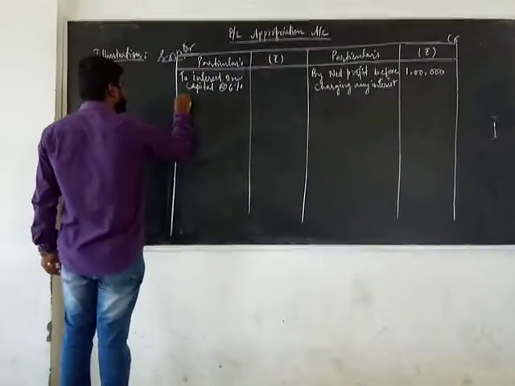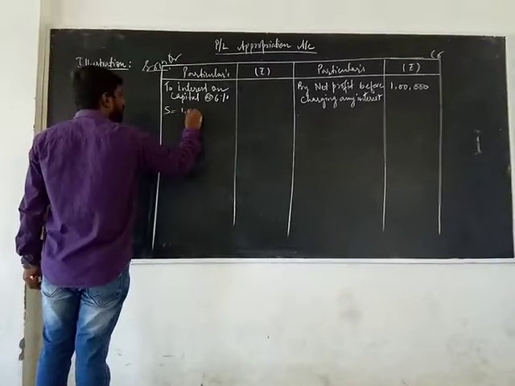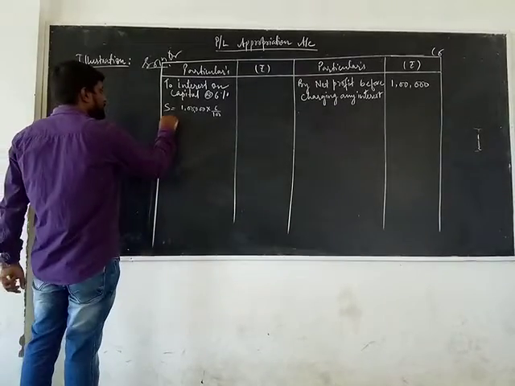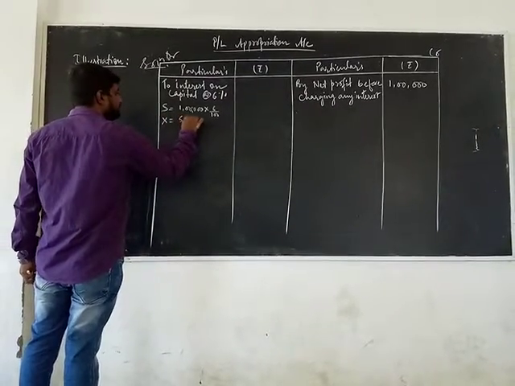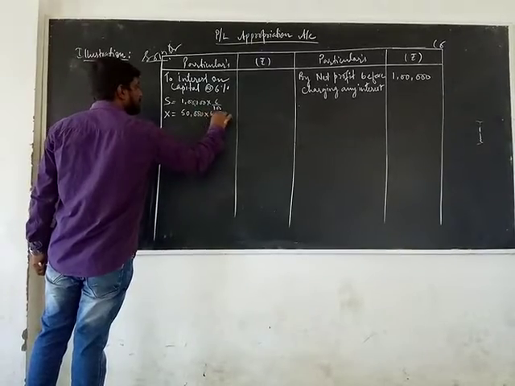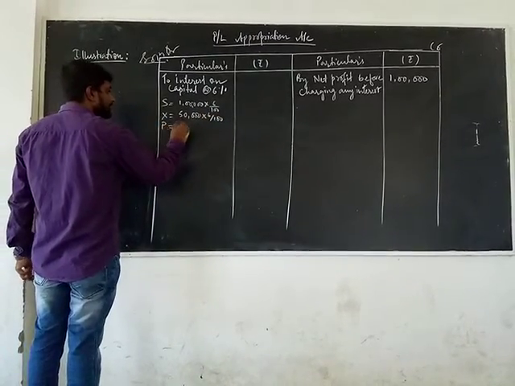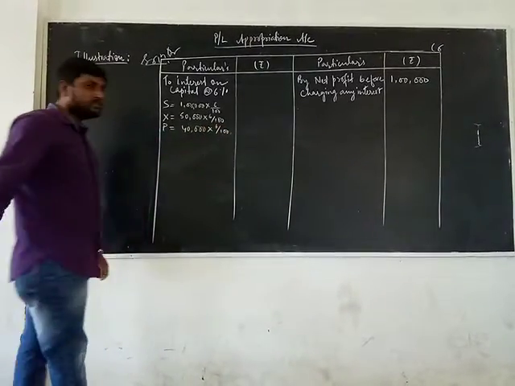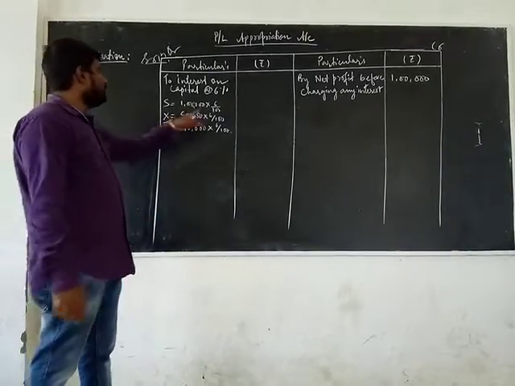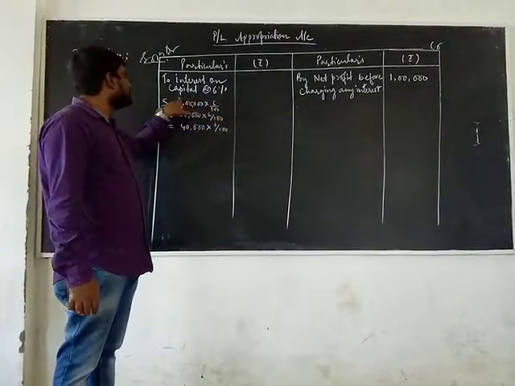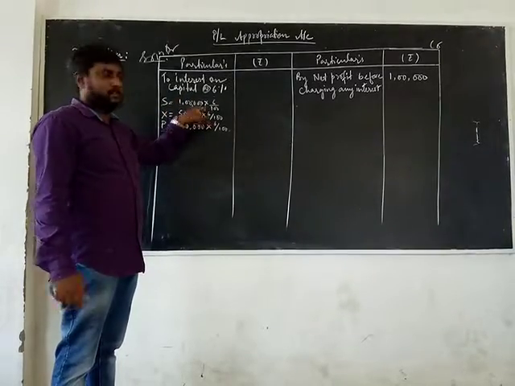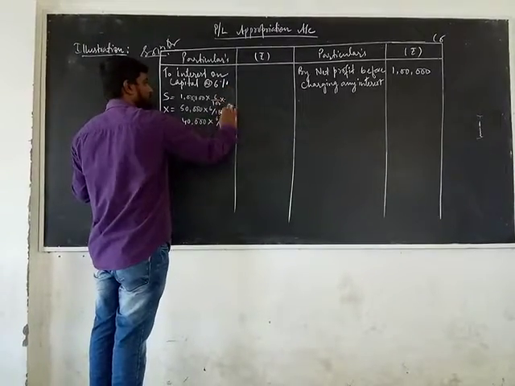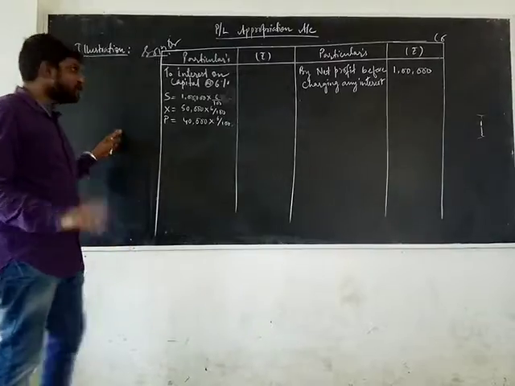So partner S, 1 lakh into 6%. Next X, 50,000 into 6%. Understood? And P, 40,000 into 6%. Now you may ask me a question, sir, what about the month? This interest will be calculated for the whole year. So we can take 12 by 12, 12 months out of 12, ultimately 1, so we need not take it. Is that clear? Got my point?